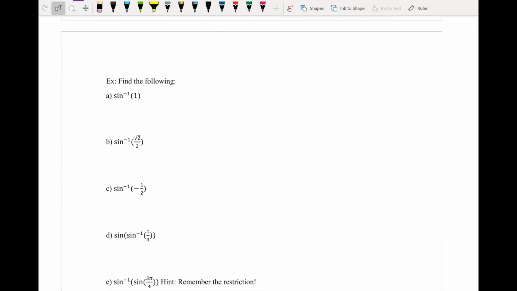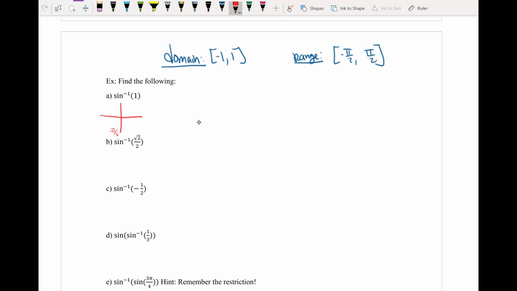All right, so let's just remind ourselves. Domain and range. The domain is only from -1 to 1, and the range will be from negative pi over 2 to pi over 2. This is for the sine inverse. Now one of the things you can do is use your calculator if you want to. Some of them you won't be able to use your calculator very easily, so we're going to do it first by hand, but of course you can use your calculator.